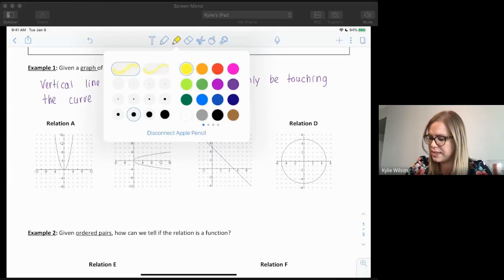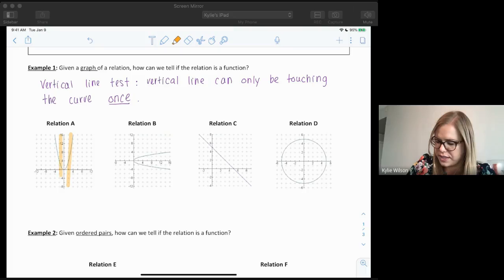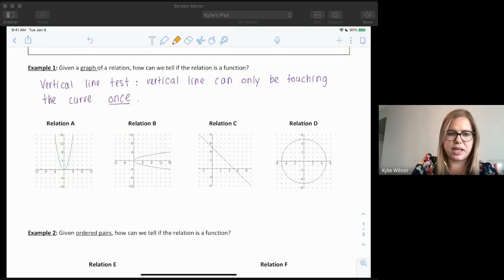So for example, with relation A here, if I draw a vertical line and I picture this vertical line sweeping across, and I move it over here, if I draw any vertical line, it's only going to be touching my curve once at any given time. So because of that, we would say that relation A is a function.